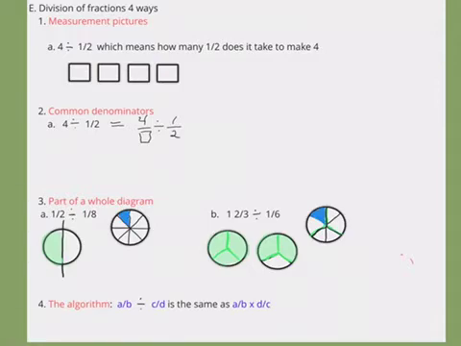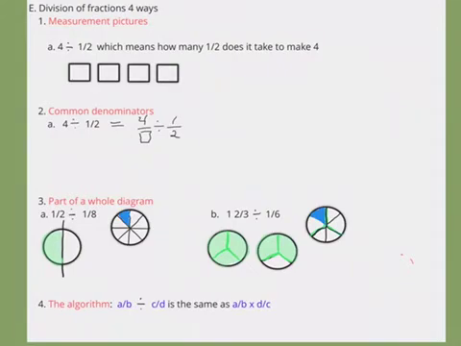Okay, we're going to take a look at division, and we can actually look at or attack division in 4 different ways. The first method is to use a measurement picture. So we have the division problem 4 divided by 1/2, which means we're looking at how many halves it takes to make 4. So in my picture I have 4 squares, and I want to figure out with these 4 squares how many halves that is.